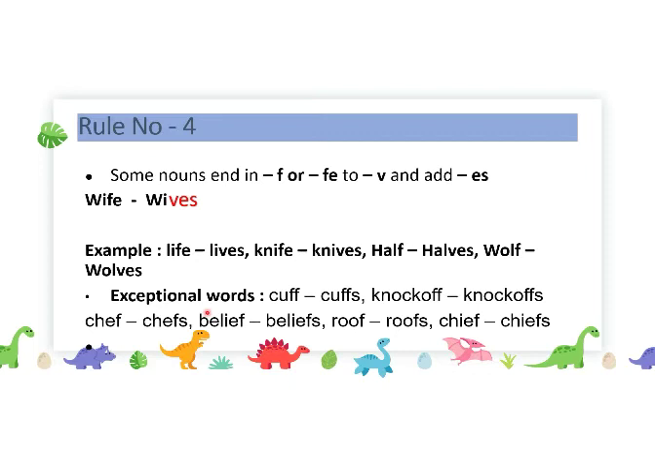Exceptional means these words don't follow rule number 4. So some words like cuff, cuffs. That is, we only add S, we don't remove this F and we don't add V. Knock off, knock offs. Chef, you all know chef, right? So chef ends with F, but we make it plural by writing chefs. Belief, beliefs. Roof, roofs. Chief, chiefs. So here are some exceptional words which don't follow rule number 4.